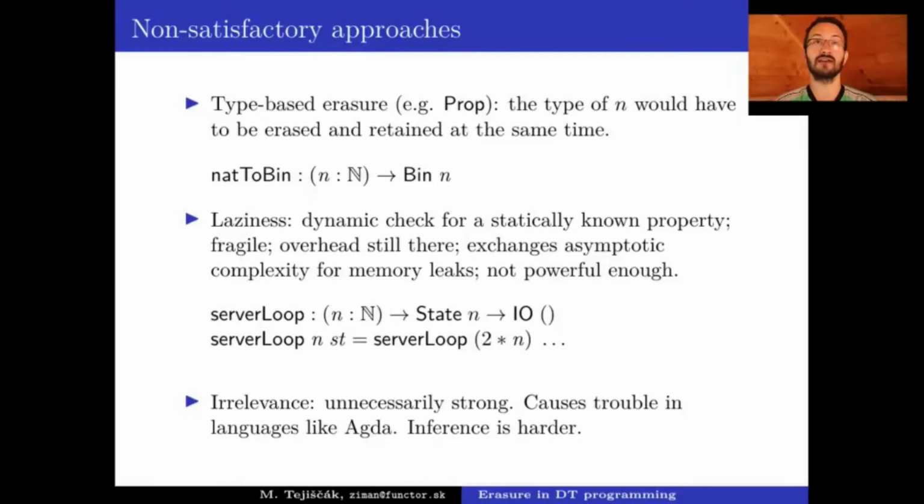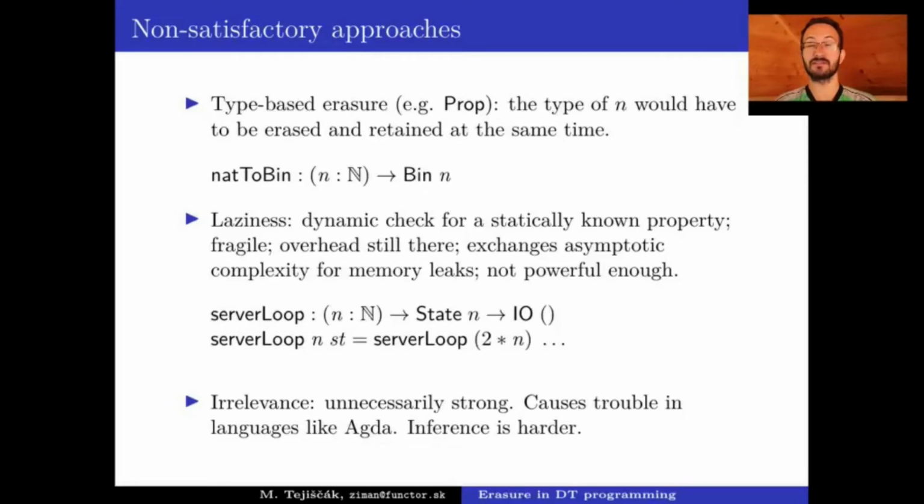Since function nat to bin requires n to do its job, n must have a non-erased type. However, because the same n is used as an index of bin, it must have an erased type. So tying erasure to a type of a variable is not useful in this case. We might even try laziness, that works sometimes, but it's a dynamic fix for a static problem.